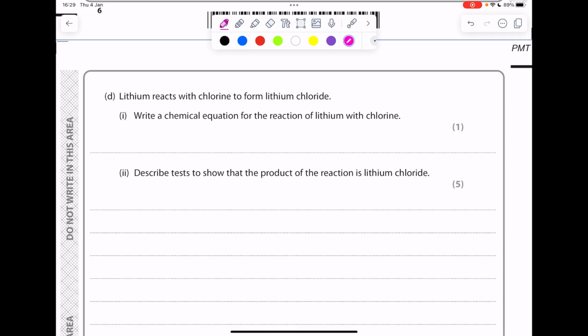Lithium reacts with chlorine to form lithium chloride. Write a chemical equation for this reaction. So it's lithium plus chlorine. Remember, it's a diatomic molecule. Let's look at our ions. Luckily, they are going to balance each other out. Get it balanced.